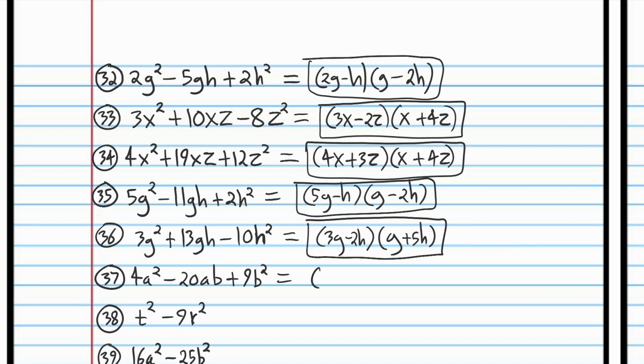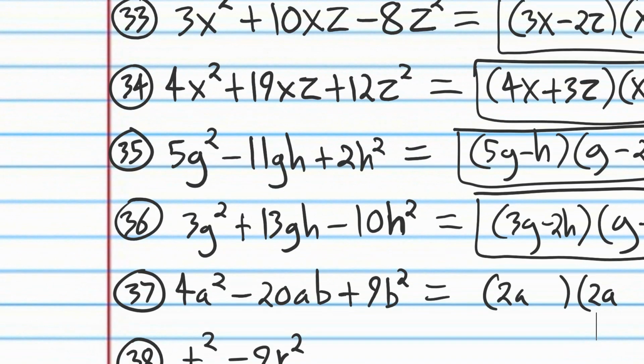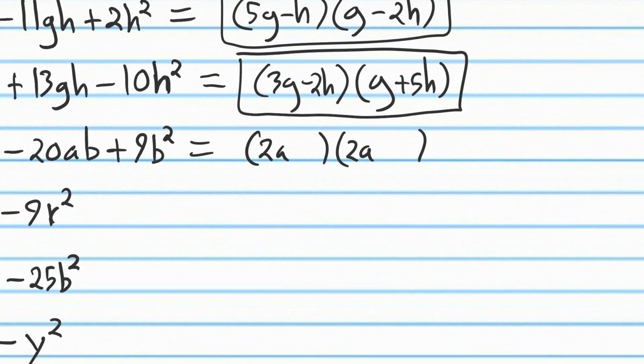All right, we're back. You can try 2a times 2a or 4a times a. I'm going to try the 2a's. Then let's see, I'm going to try 3b. Actually, I need a minus 3b. And I should probably make these parentheses bigger so we can see what's going on.